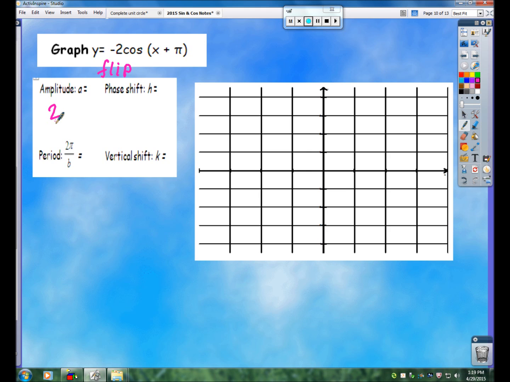This has a phase shift. Remember, this is x minus negative pi, so this thing is going to go negative pi, which means we're going to go left pi. My period: there's a b of 1 there, so this is still going to be 2 pi. So my units here are going to be 0, pi over 2, pi, 3 pi over 2, and 2 pi. Good.